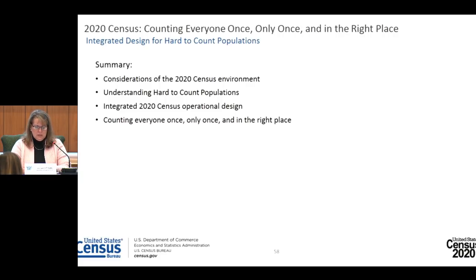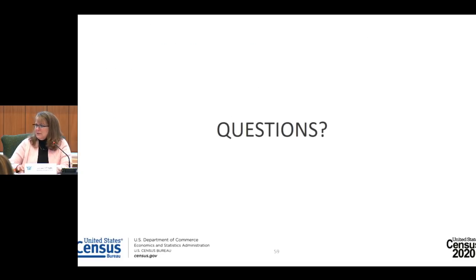It is through that understanding that we have shaped the 2020 census design. It will take an integrated 2020 census operational design woven with activities, efforts, and entire operations to ensure an accurate enumeration, counting everyone once, only once, and in the right place. And please look forward to the next release of the 2020 Census Operational Plan. Included will be a chapter or an appendix on the 2020 census in support of hard-to-count populations. Thank you for your time.